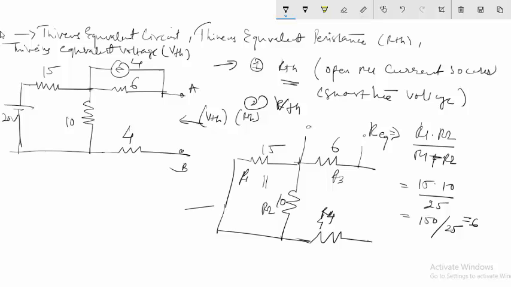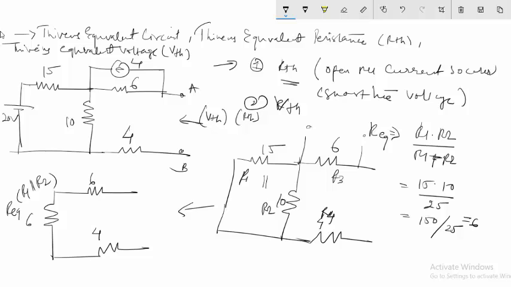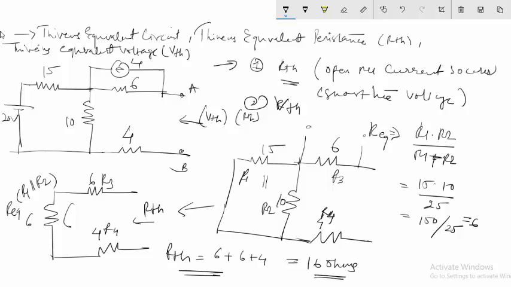So now after solving from here, you have a 6 ohm resistor, which was the R equivalent for the parallel of R1 and R2, and then you have a 6 ohm resistor and a 4 ohm resistor. So this is R3 and this is R4, and you are looking from here, and this is RTH. So RTH becomes, all these resistors are in series, so it becomes 6 plus 4, which is equal to 16 ohms. So this is what you have found out, your RTH. That was your step first.